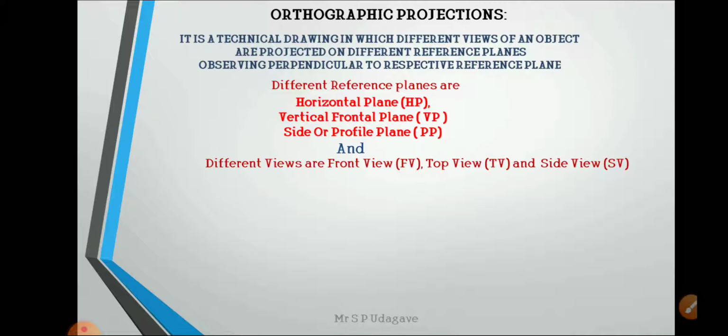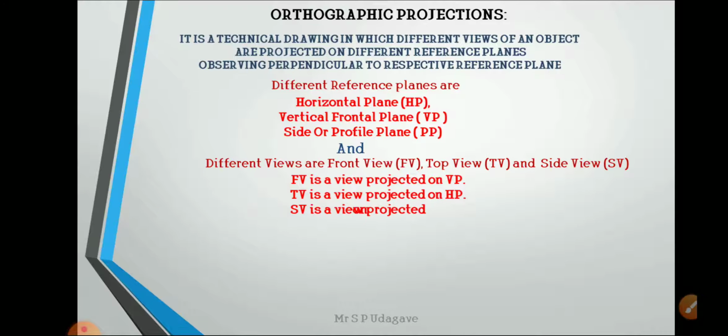In short form we can write FV, TV and SV. The front view is the view projected on the vertical plane, the top view is the view projected on the horizontal plane, HP, and SV is the view projected on PP, the side view. The side view is again classified into left hand side view, LHSV, and right hand side view, RHSV.